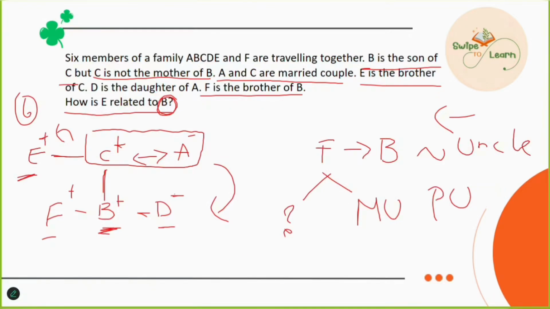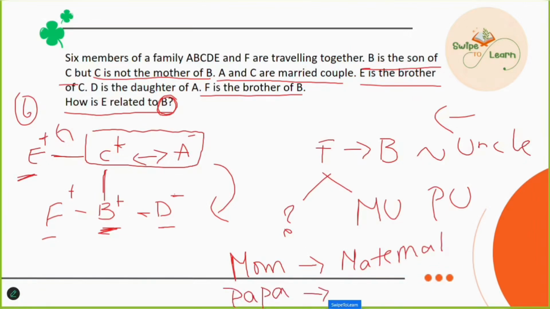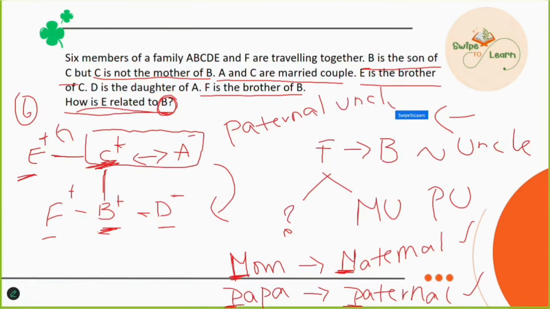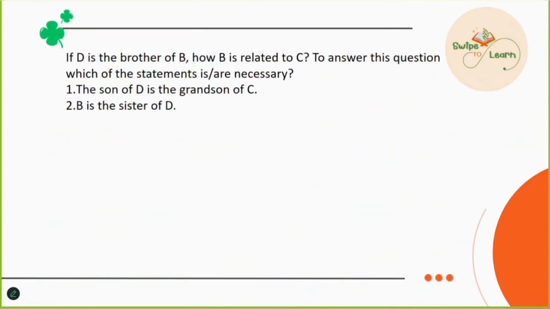When coming to your mom's side, your mom's brother is called maternal uncle. Whereas on your papa's side, that means your father's side, your father's brother would be your paternal uncle. Your mother's side relation is called maternal and your papa's side relation is called paternal. Just remember that if the word starts with M, like mom, it is maternal, and if the word starts with P, the relation would be paternal. So how is E related to B? E is your father's brother. Father's side, it is definitely paternal. So E is your paternal uncle. Answer is paternal uncle. Okay, moving to the next one.